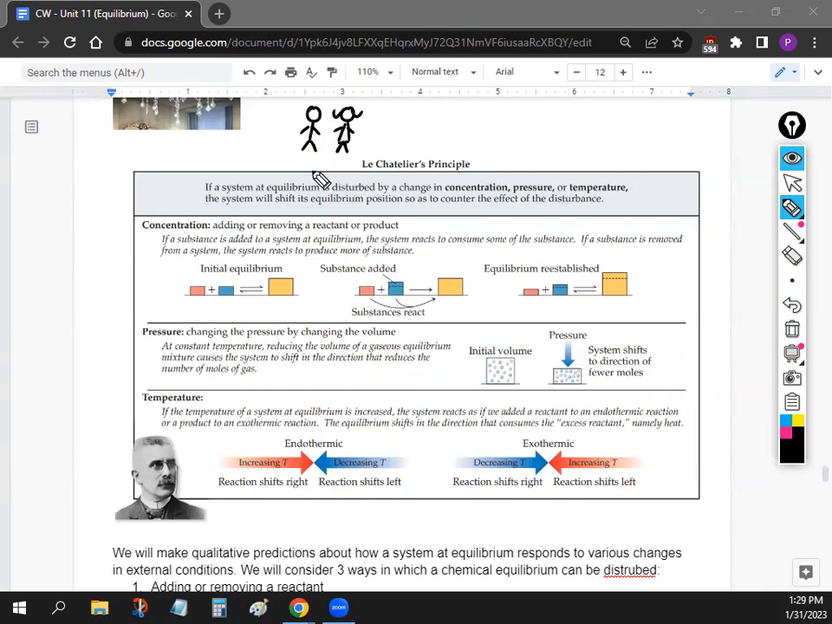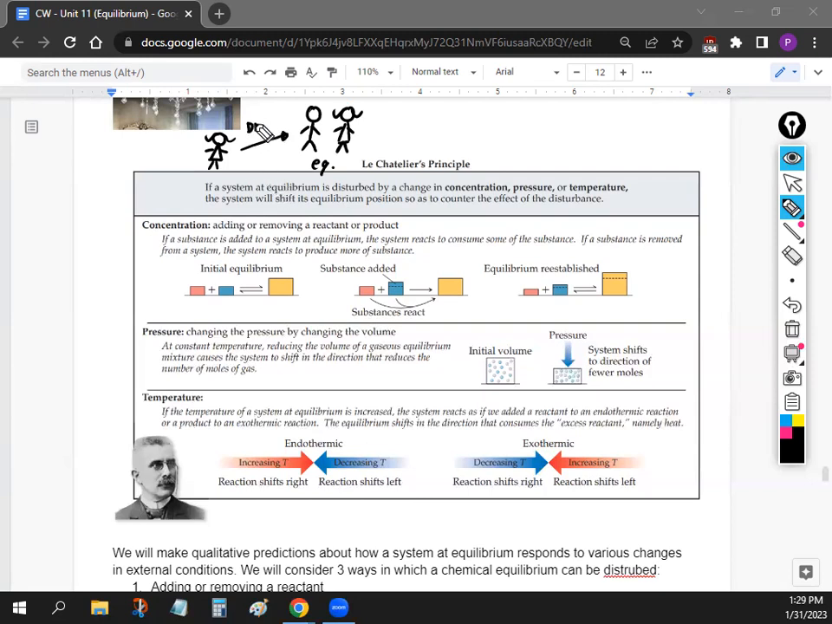Okay. So we got a guy and a girl, and they are at equilibrium. They are happy in their relationship, in their marriage. But outside forces are gonna come to attack them. So for example, there's gonna be another girl, and she is gonna come and disturb the equilibrium.